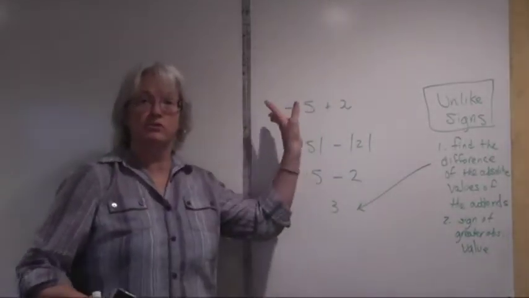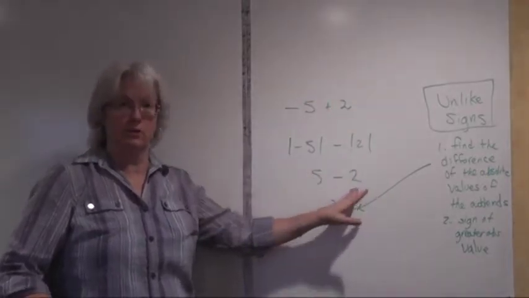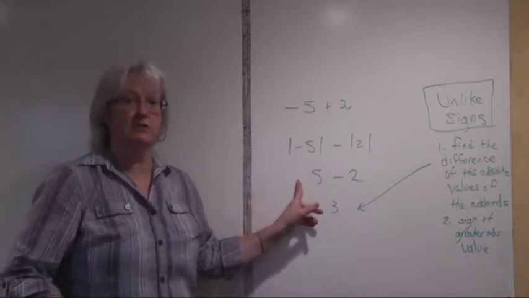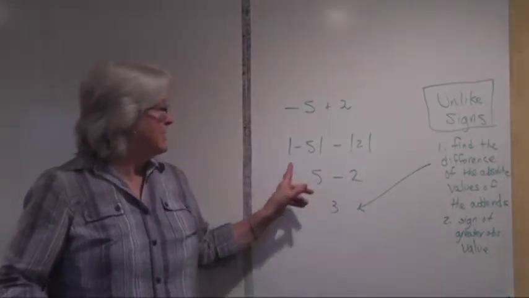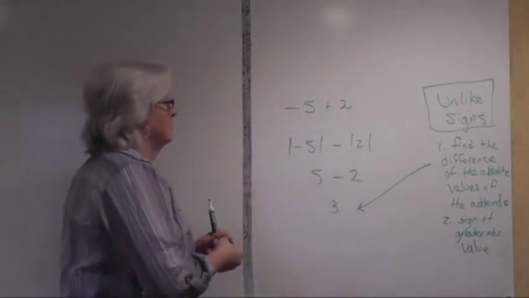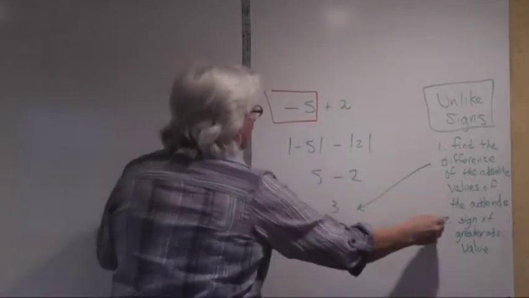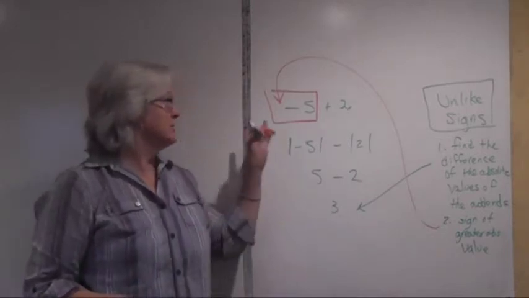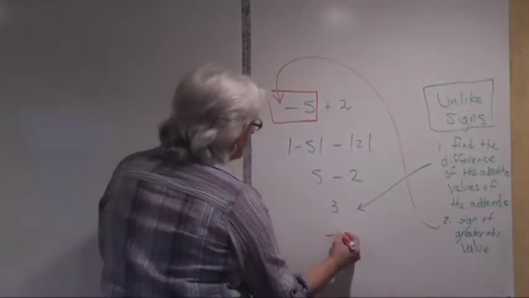We look at these two integers. We have a -5, we have a +2. We find their absolute values. Which one of these has the greater absolute value? Of course, the 5 has the greater absolute value. So we use the sign of the integer that has the greater absolute value, so our solution to -5 plus 2 becomes a -3.